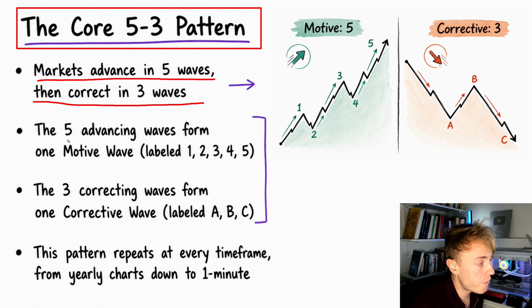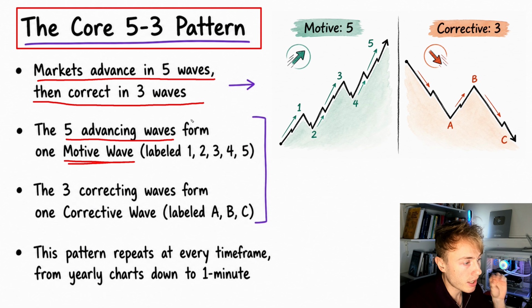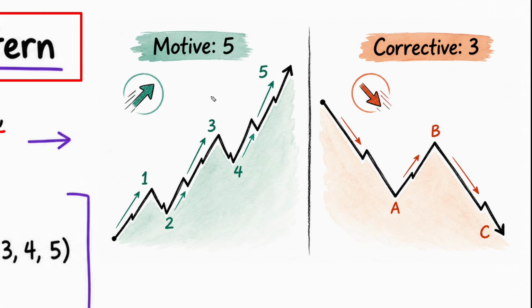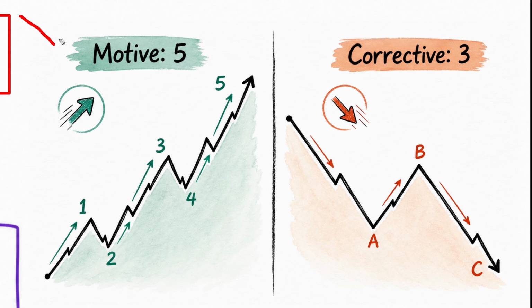And the 5 advancing waves form what we call the motive wave. And we usually label the motive wave with wave 1, 2, 3, 4, and 5. So if you look at this image right here, you can see that here we have an example of the motive wave. So as you can see here, the motive wave is this whole move right here. But you can see that the motive wave itself consists of 5 waves on the shorter time frame.